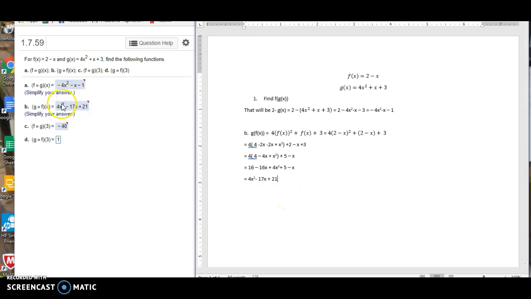Yep, that's right. Now when I want to find f of g of 3, I can go up here to what I found for the f of g of x function, and I can put 3 into it. And so I'm going to get negative 4 times 9, which is negative 36. And then minus 3, which is negative 39, minus 1, which is negative 40. And if I want to find g of f of 3, I'll come down to this one and put 3 in. And I should get 1.